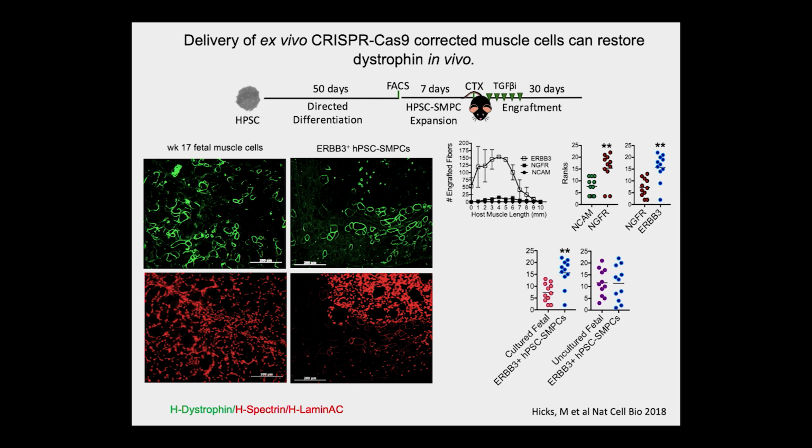You can see here, if you remember in the beginning, we basically saw no engraftment. Now we're actually getting nice pockets of engraftment. On average, depending on where you look in the host muscle, it's somewhere around 100 to 150, depending on where you are. So it's much better than NCAM alone. Here we're just ranking across the different engraftments. ERBB3 alone engrafts better than NGFR. Not shown here is the double positive cells, which engraft pretty similar to the ERBB3 single cells. And these are cross sections looking at restoration of dystrophin. Now we can get pockets of dystrophin restored very similar to the human fetal muscle cells.